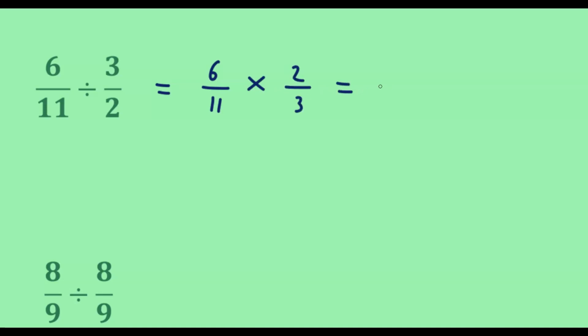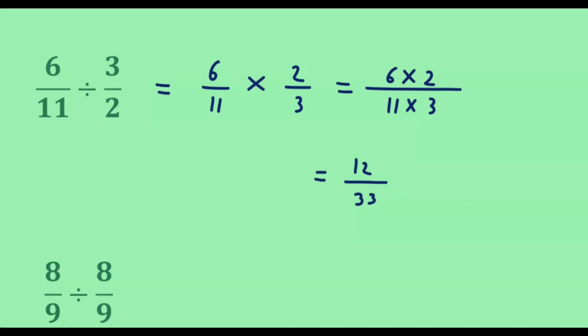Now let us multiply these two fractions. We write the fraction line. In the numerator, we multiply the numerators of the original two fractions, and in the denominator, we multiply the denominators of the original two fractions. So we have 6 times 2, which is 12, divided by 11 times 3, which is 33.